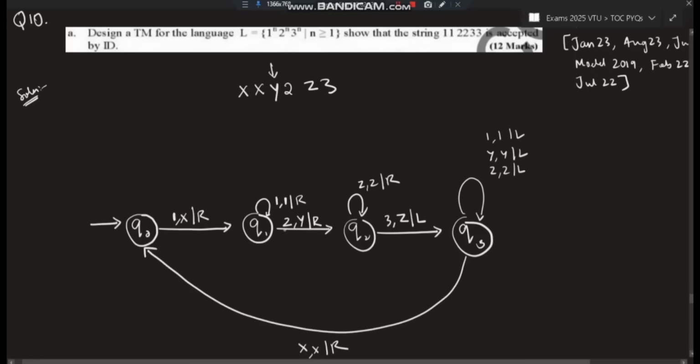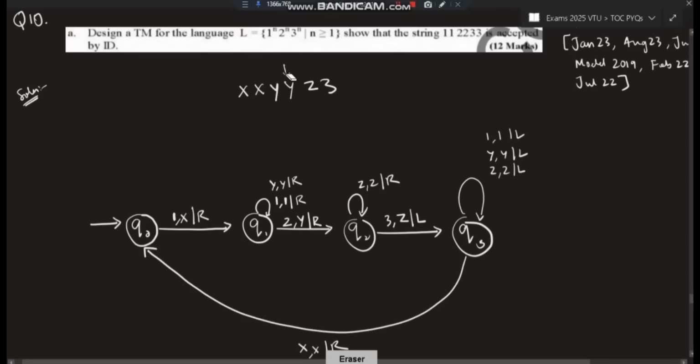Encountering 1 is there, encountering 2 is there, but encountering y is not present. If I encounter y, just skip it, ignore and skip, y y r. Just ignore all the y's, and when I move to the 2, I'll be marking it as y and moving to the right. After I move to the right, I am in this state here.